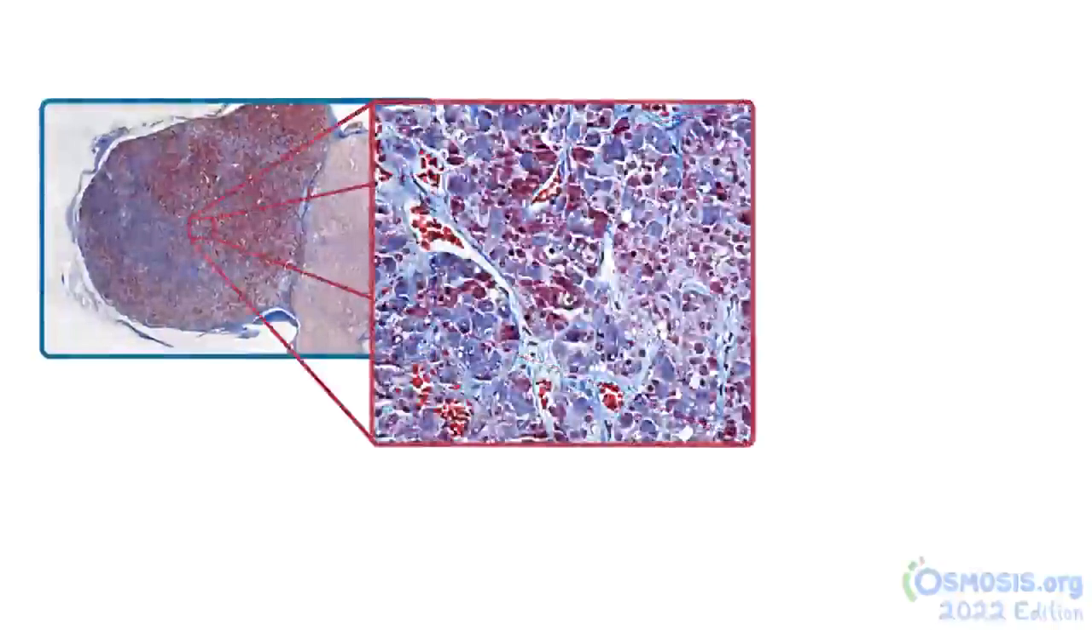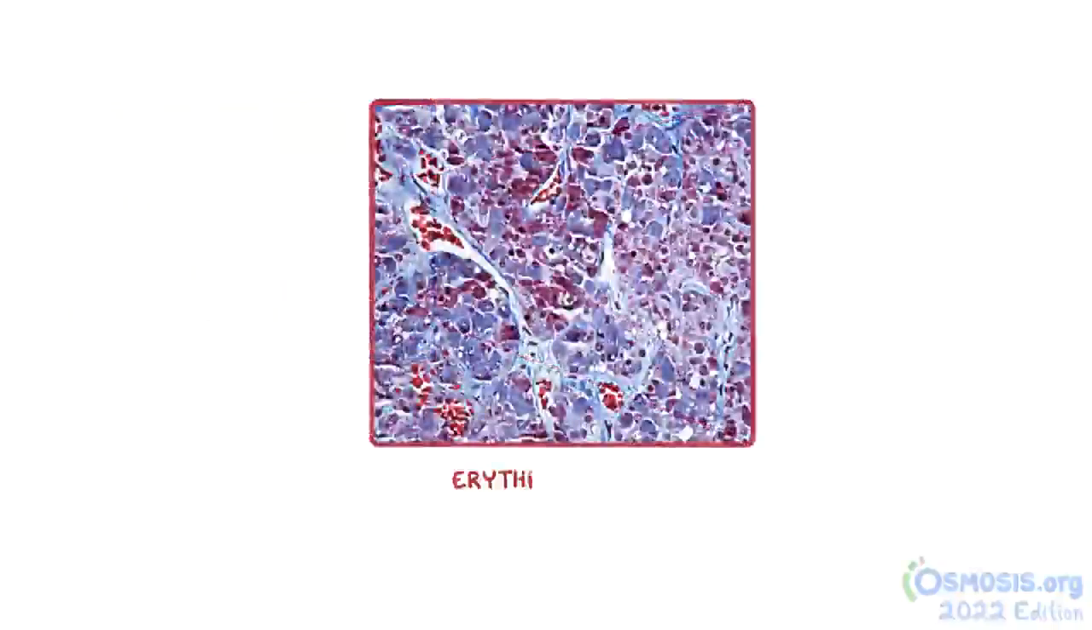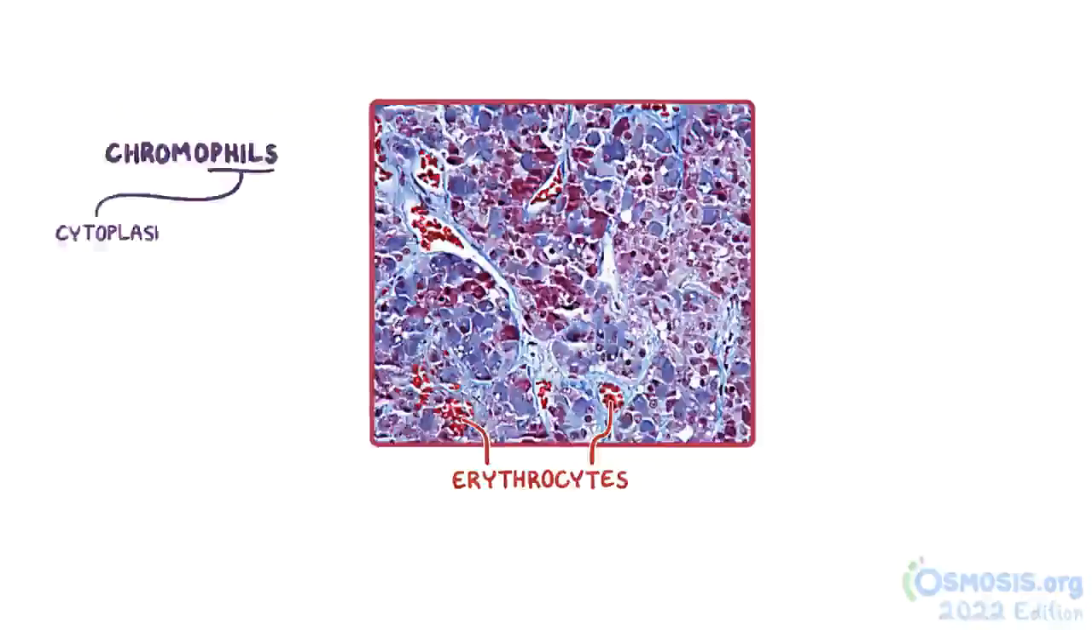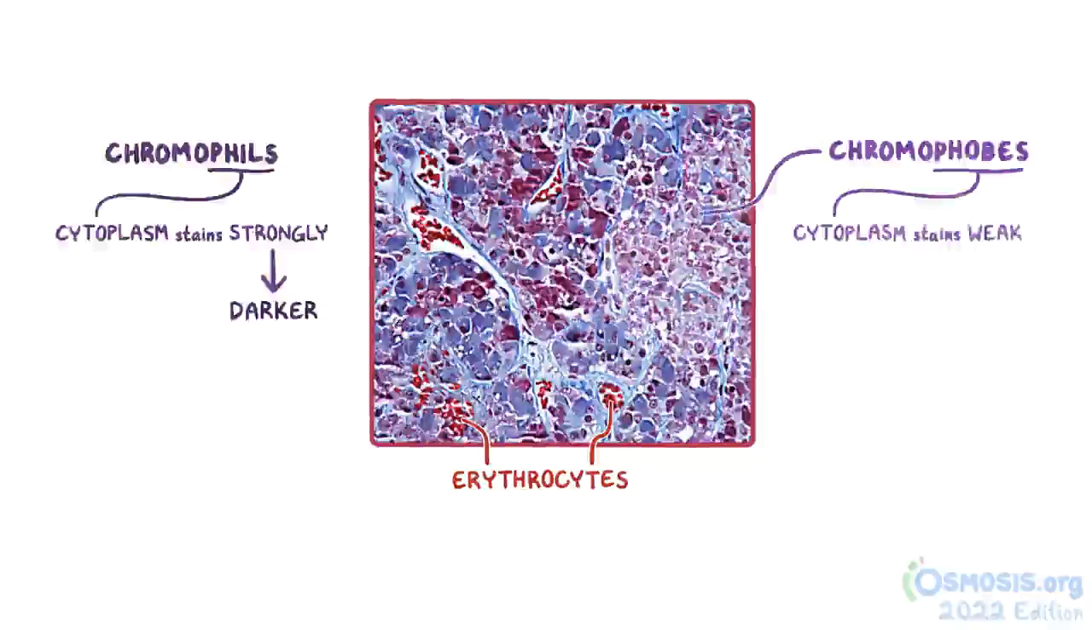Alright, let's move anteriorly and take a look at the adenohypophysis. Besides the bright red erythrocytes, there are two main groups of cells that are named based on how well they stain. The chromophils have cytoplasm that stains strongly, and as a result appear darker. The chromophobes have cytoplasm that stains weakly, and appear lighter in the image.